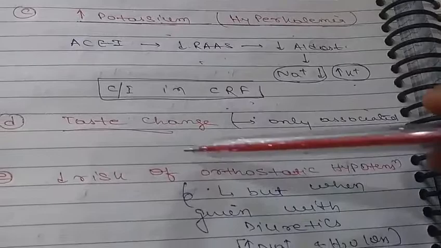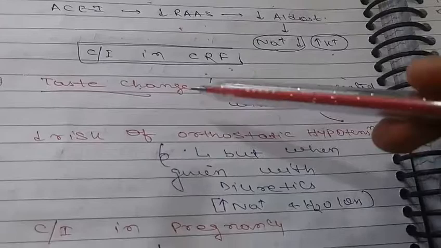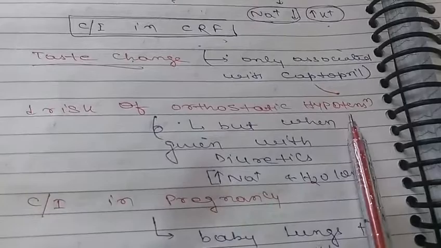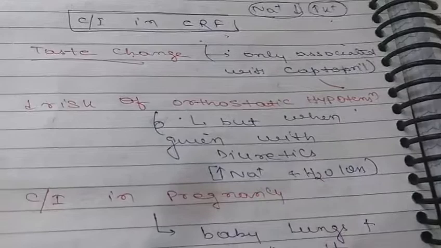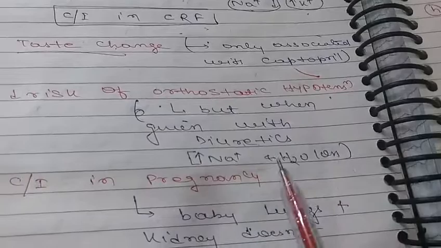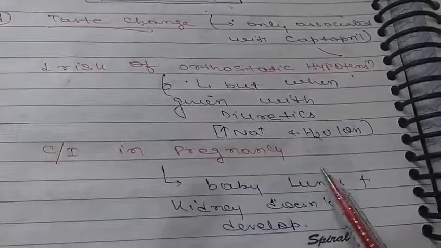The next one is taste change. This is only associated with captopril because captopril is sulfonamide in nature. Although ACE inhibitors have very little risk of orthostatic hypotension, a little bit of risk of hypotension is there. Orthostatic hypotension with ACE inhibitors will increase only when you give them with diuretics, because diuretics lead to sodium and water loss, so there will be hypovolemia, and this can increase orthostatic hypotension. Now this is also contraindicated in pregnancy because the baby's lungs and kidneys do not develop.